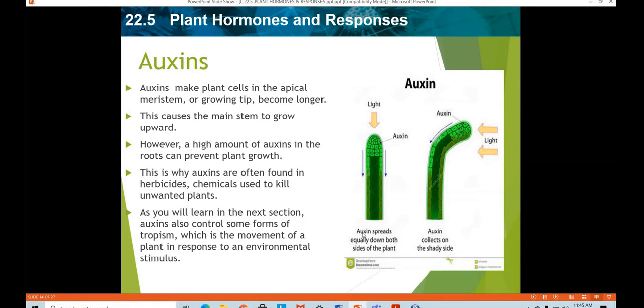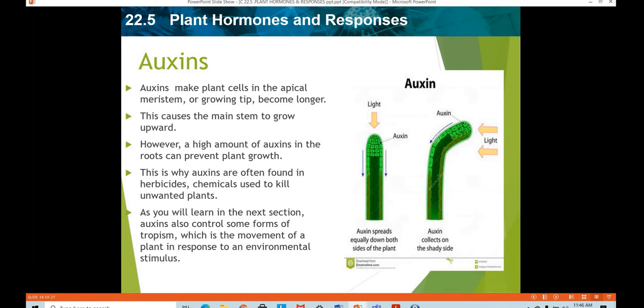Okay, so you can see the auxin spreads equally down both sides of the plant. So the auxin works like this, sideways and also at the tip. Auxin collects on the shady side, like this. So what do they do? They are involved in lengthening of the plant cells produced in the apical meristem, or the growing tip.